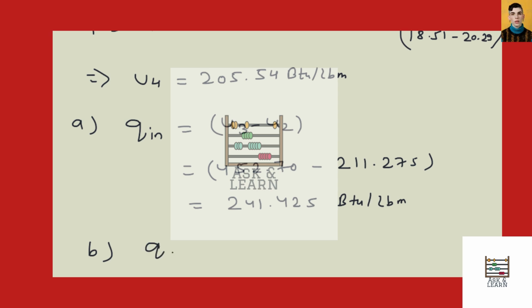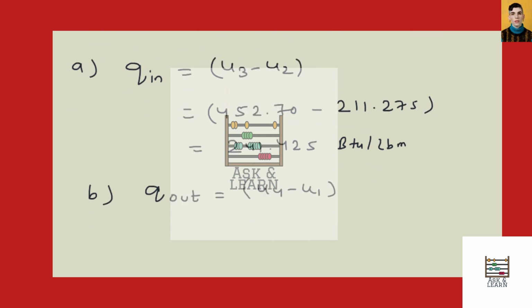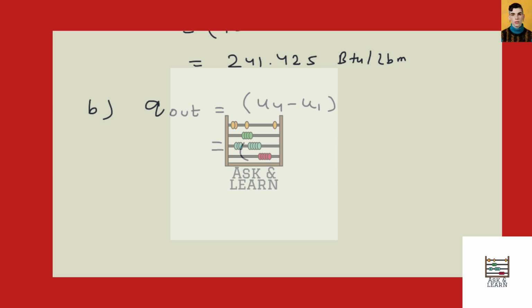Now solve problem number B. Q out is equal to U4 minus U1. Putting the above calculated values, 205.54 minus 92.04 is equal to 113.5 BTU per lbm, that is Q out.